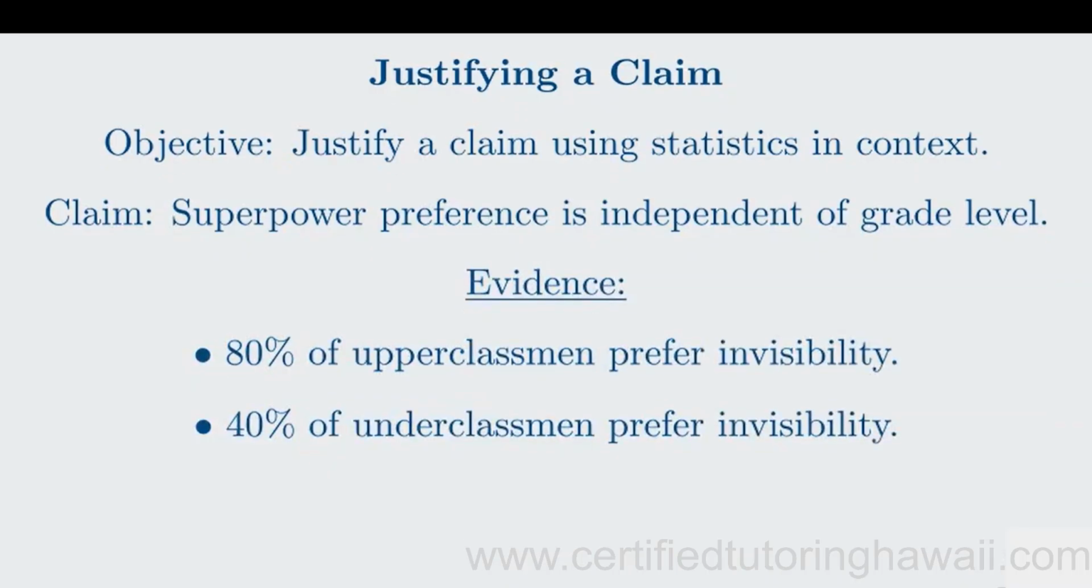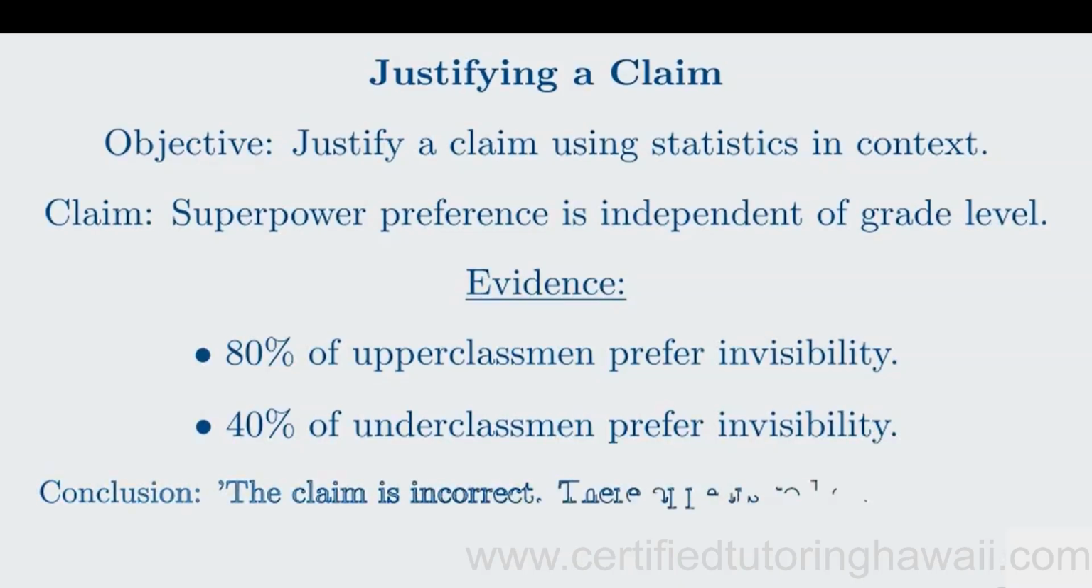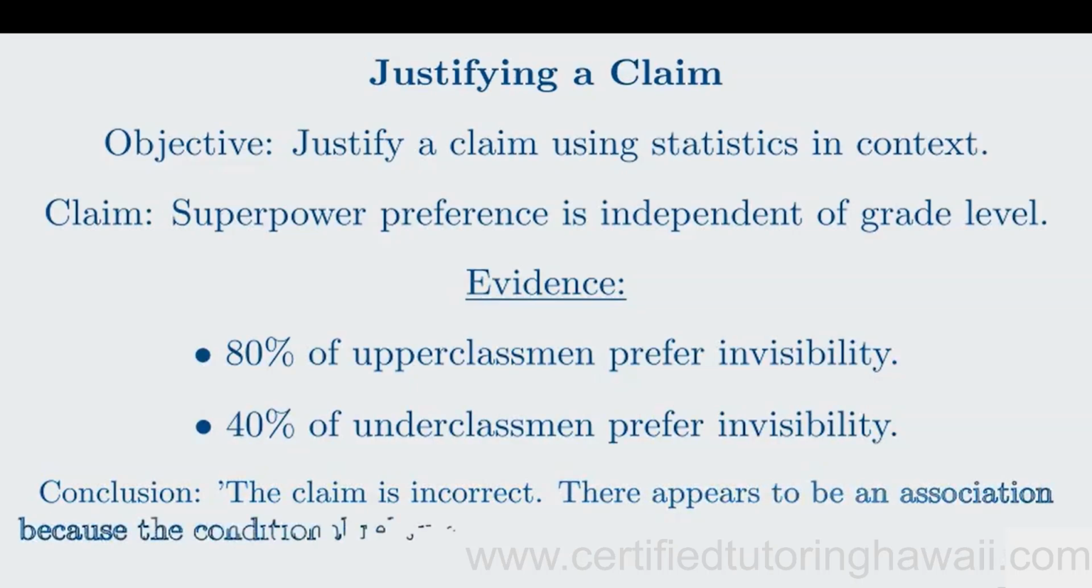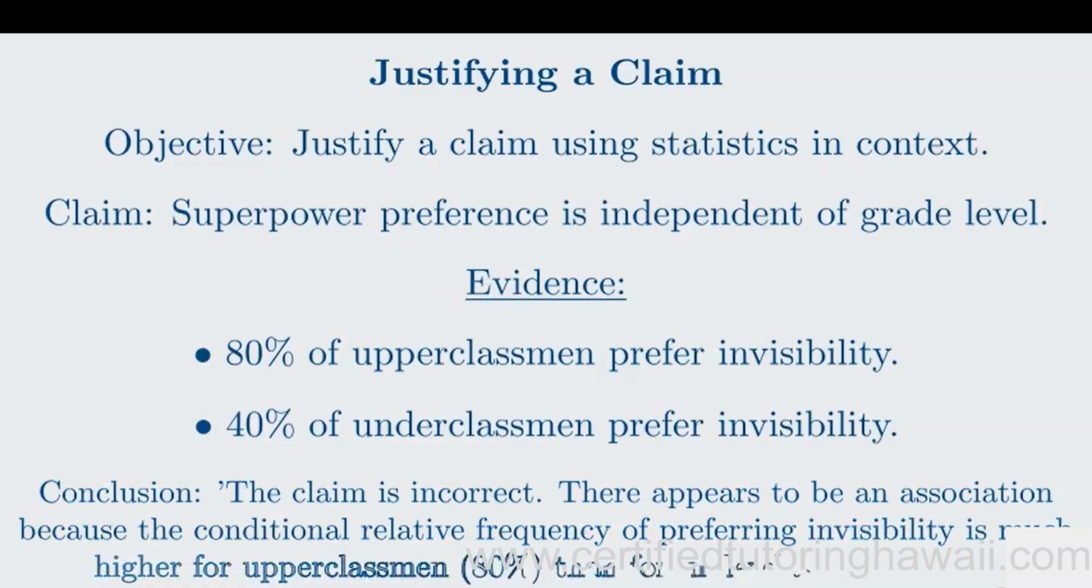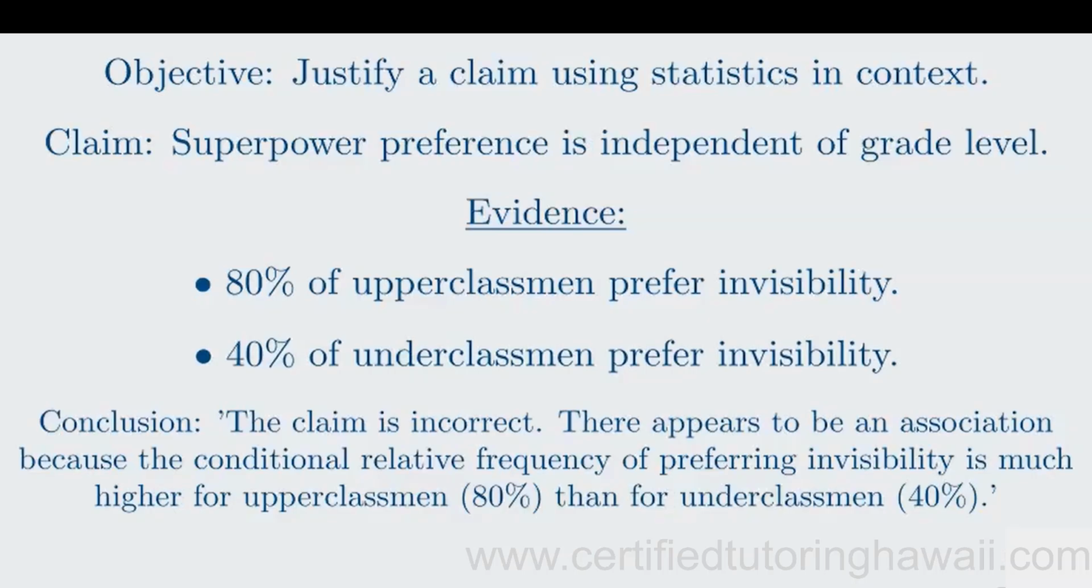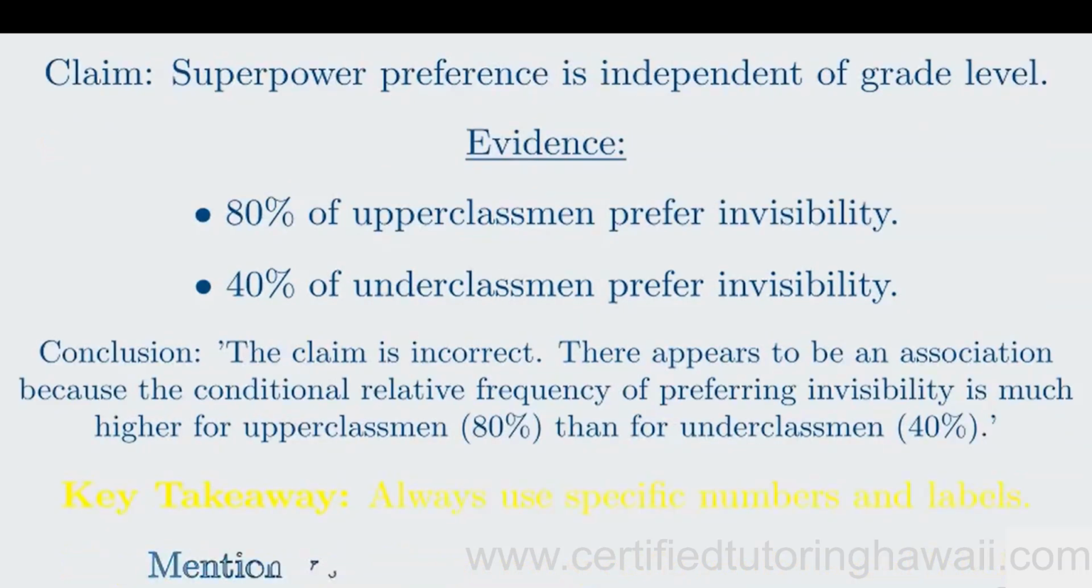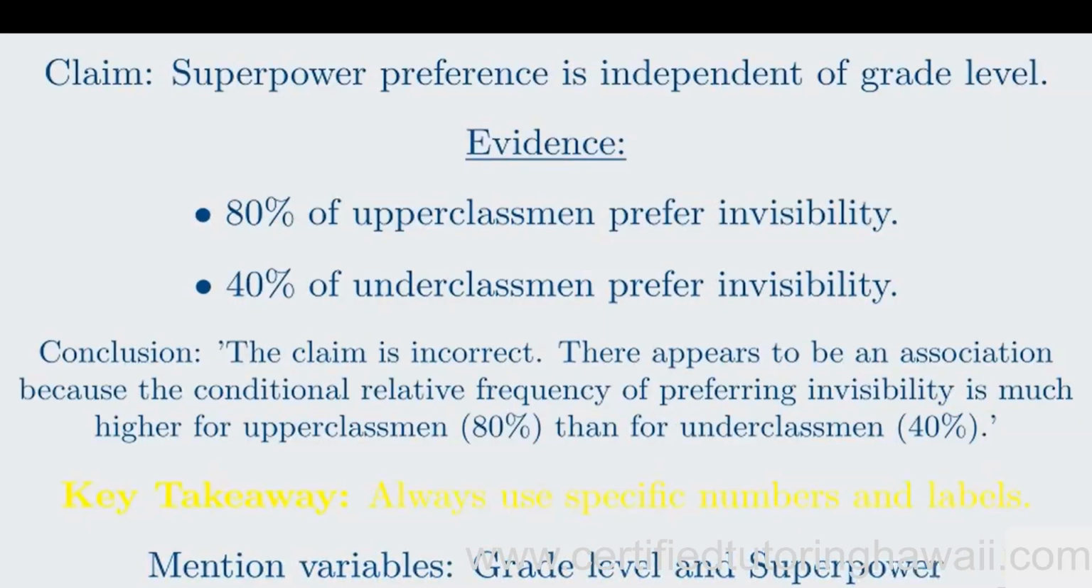We would write, the claim is incorrect. There appears to be an association because the conditional relative frequency of preferring invisibility is much higher for upperclassmen at 80% than it is for underclassmen at 40%. Key takeaway: always use specific numbers and labels in your justification. Remember, statistics is about more than just math. It is about context. Always mention the variables, in this case grade level and superpower, to make your argument complete.